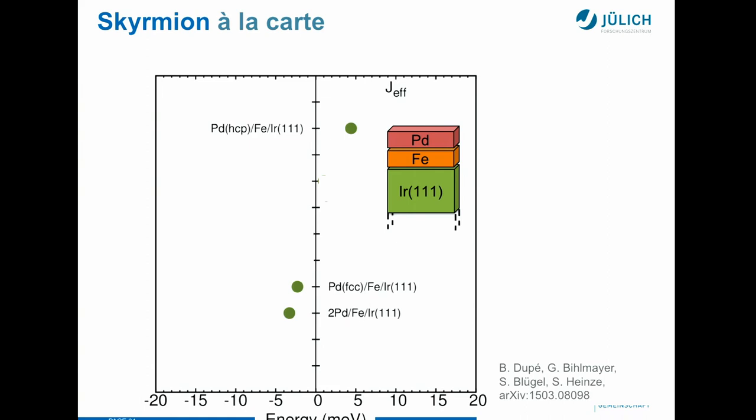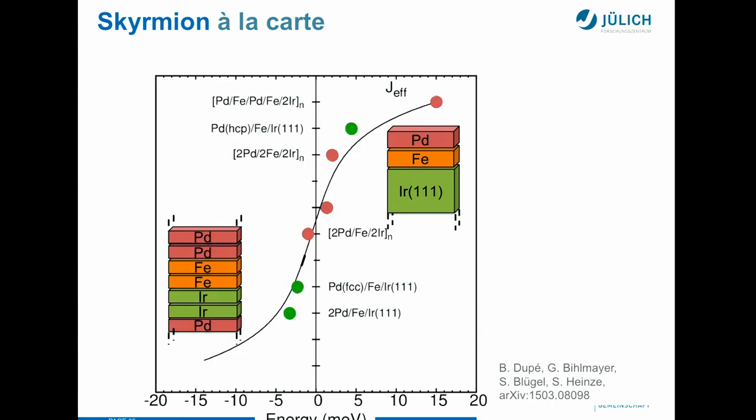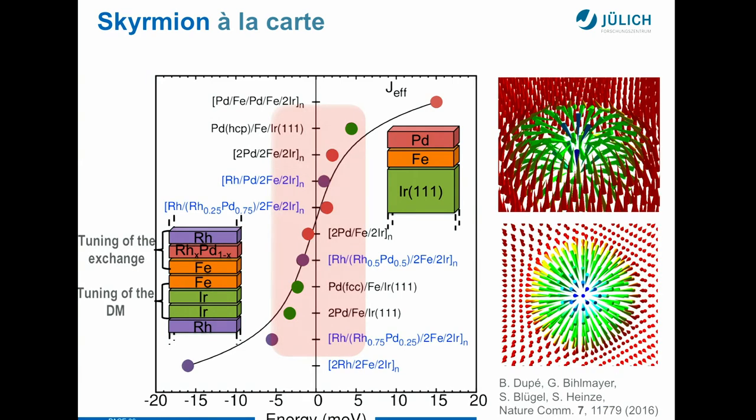Here, in the example of palladium, two layers of palladium, FCC palladium or HCP palladium, changes this effective parameter. And this we can continue. We can not only take thin films, we can also take multilayers. And we can also work with rhodium and different concentrations. And then you come into a ballpark where you can design your material such that you have different exchange interactions. And at the same time, you get different Dzyaloshinskii-Moriya interactions, which I don't show you. So you have possibilities to tune the exchange, and you have possibilities to tune the Dzyaloshinskii-Moriya interaction.